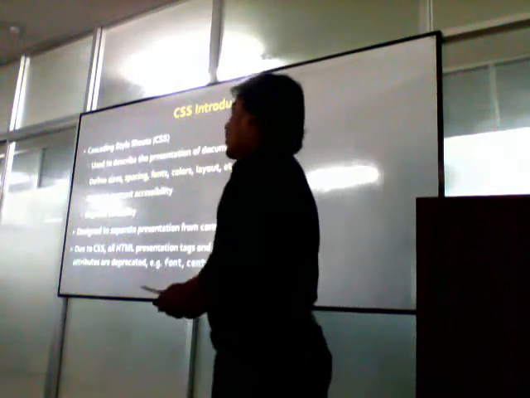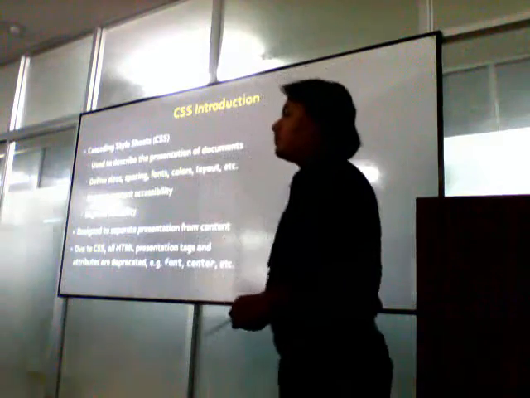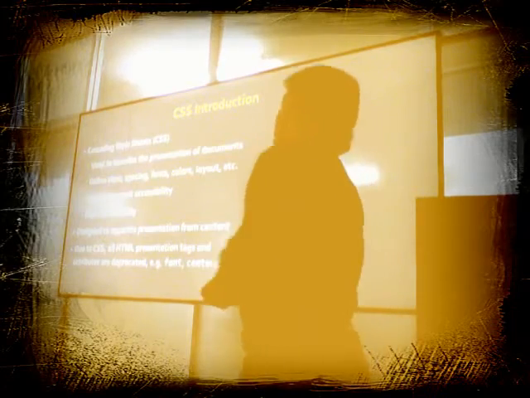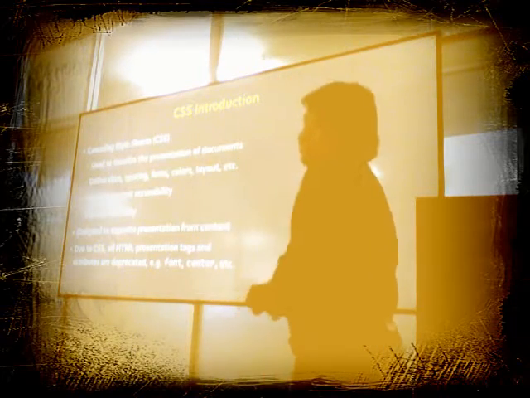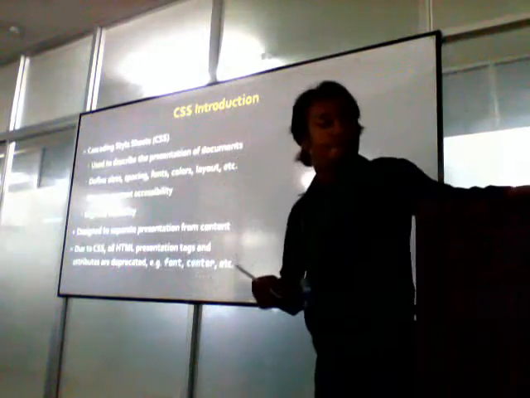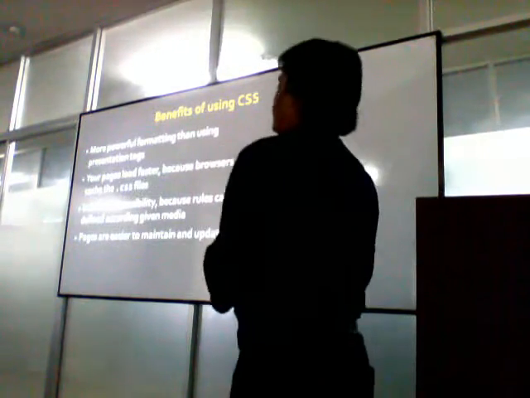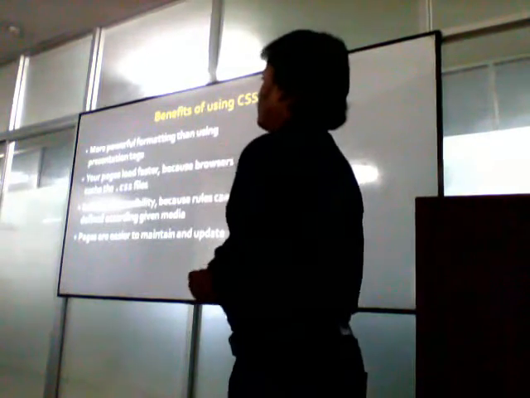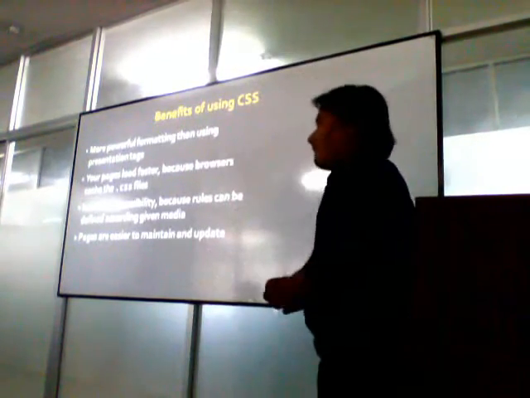CSS, cascading style sheets, is used to separate the document from its presentation and define spacing, size, color, layout, etc. It improves content accessibility and usability. The benefit of using CSS is more powerful formatting than using presentation tags, and pages load faster.